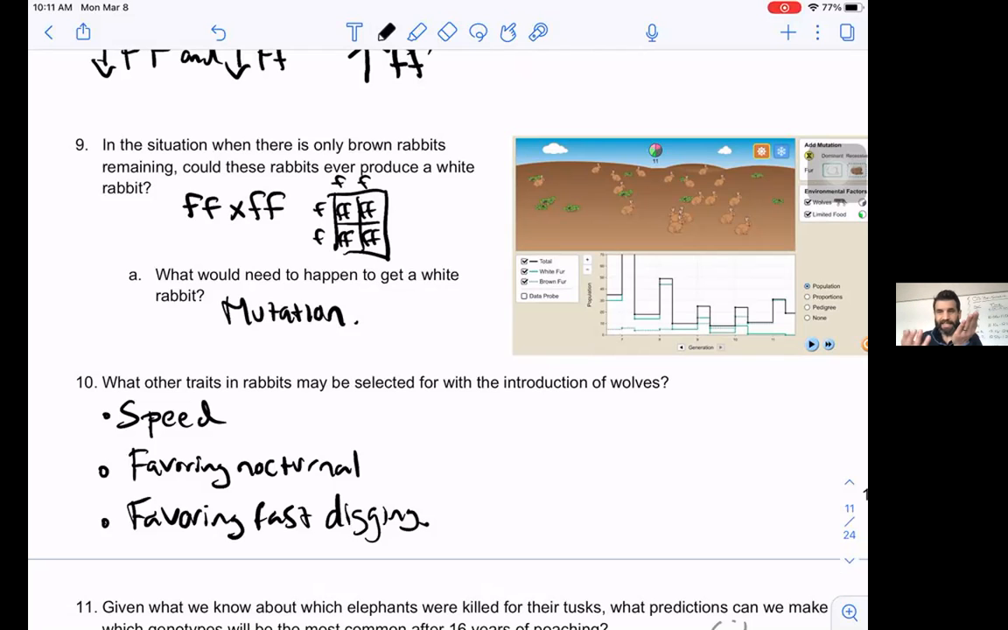So this introduces us to competition in nature, this predator-prey competition that can drive different traits to be favored, which can then lead to adaptation and, over time, evolution.